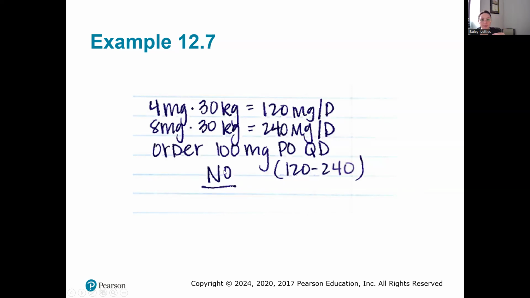For every kilogram, they need a specific number of milligrams, which is why we multiply. You could do this on your hand if you wanted to: 4 plus 4 plus 4 plus 4 until you get to 30. But that's just multiplication. The other important thing to remember is if you have a question like this on your test, this is how it's going to be written: no spaces, only a dash, and numbers. No dosing or anything like that either. So if you see no space or dash only, use numbers only, use a dash, no space. This is what we're talking about, the 120 to 240.